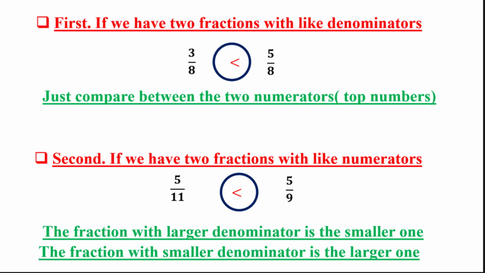So don't forget, when we compare between two fractions with the same numerator, the top numbers, the fraction with larger denominator is the smaller one, and the fraction with the smaller denominator is the larger one.